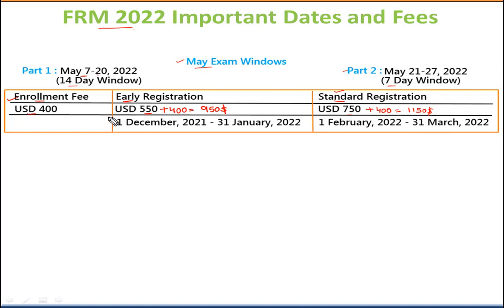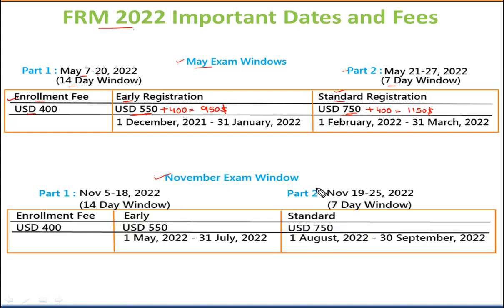Once again, I'll clarify, this enrollment fee is a one-time payment that you make only when you register for the FRM exam. If you're retaking the FRM Part 1 or Part 2 exam, then you just need to pay $550 or $750, depending on whether you're registering early or in the standard registration.